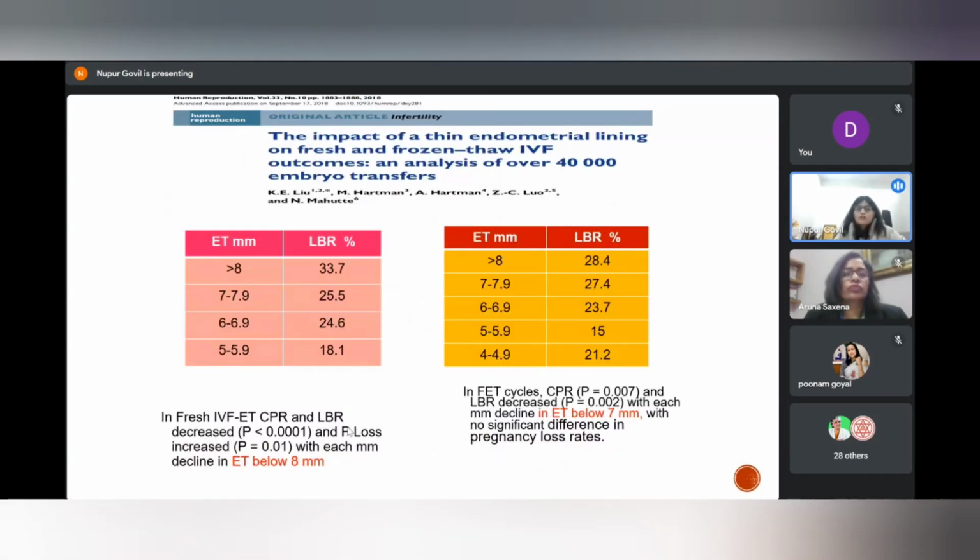This study was done by Liu et al. in 2018, and they compared over 40,000 cycles and correlated the endometrial thickness with the live birth rate, both in fresh and FET cycles. They found that live birth rate and clinical pregnancy rate decreased, and pregnancy loss increased with each decline in endometrial thickness below 8 mm. Similarly, in FET cycles, they found that any endometrial thickness below 7 mm was associated with a decreased live birth rate.